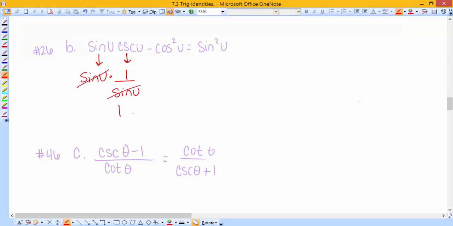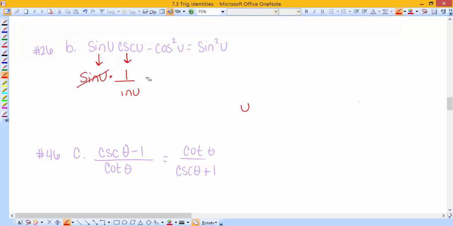So this is 1 minus cosine squared of u. Look at your Pythagorean identities. You have a 1 minus cosine squared, which equals sine squared u, or theta, or x. That is one way to approach this. That's actually a really easy way to approach this.